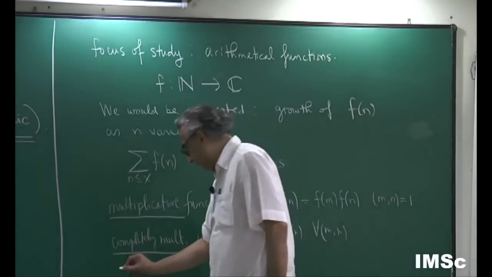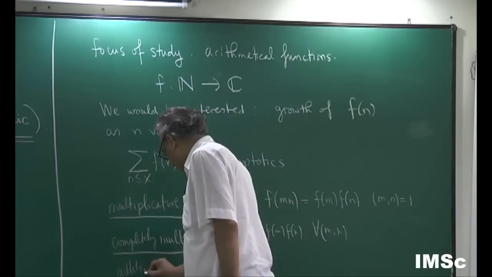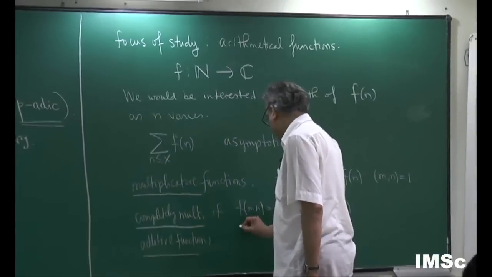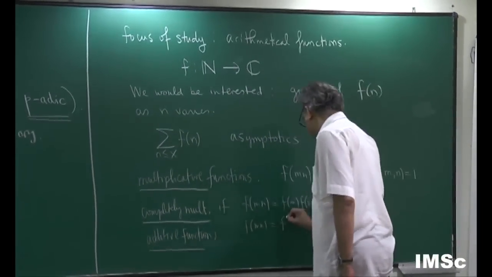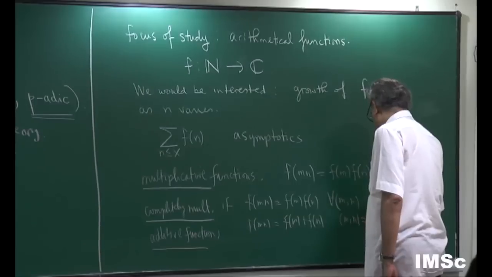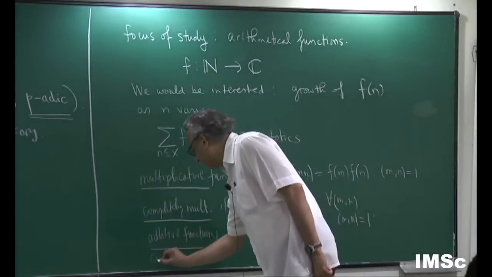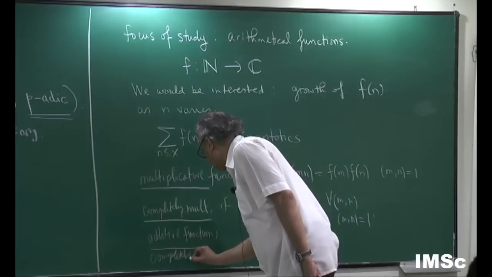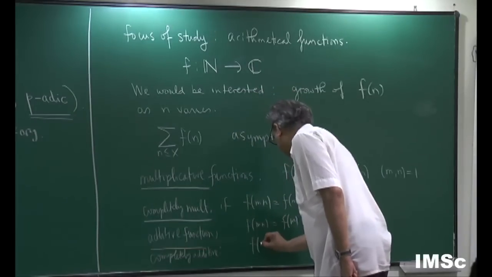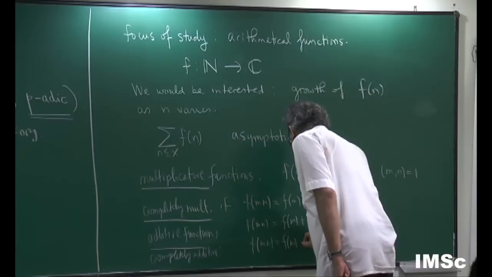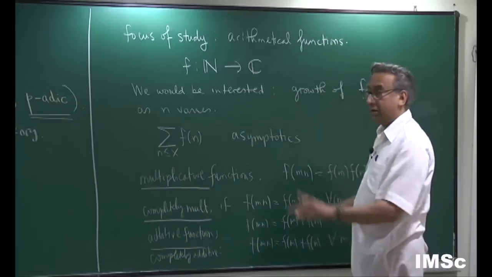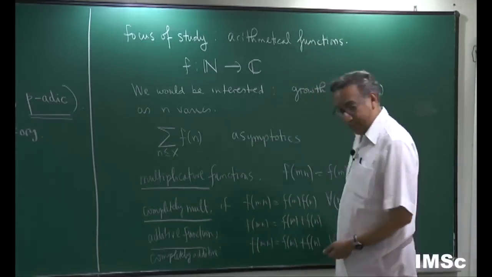We say a function is an additive function if f of m n is equal to f of m plus f of n whenever m and n are relatively prime. And we say something is completely additive if we remove that restriction, f of m n is f of m plus f of n for all m, n. Okay, so these are several categories of functions. Let's have a look at some examples.